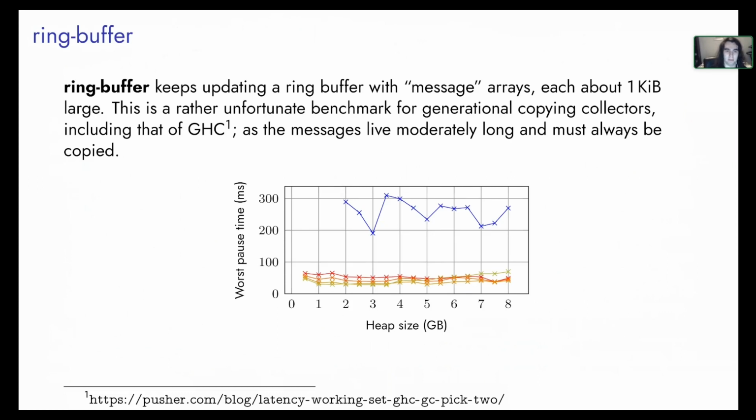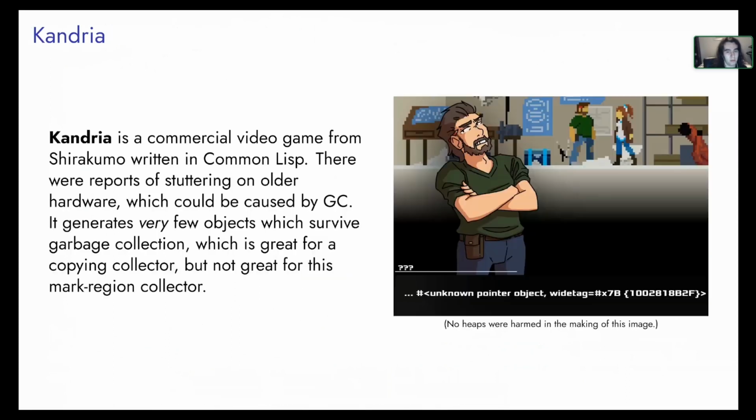And the objects, the messages, all survive around the same length, and that's quite long. So it's very unfortunate for a copying collector, as we can see here. With the blue line as the copying collector, it performs quite poorly compared to the mark region collector. This is also a problem for a similarly designed copying collector for the Glasgow Haskell compiler, which is where I got the benchmark from. Now, onto the macro benchmarks.